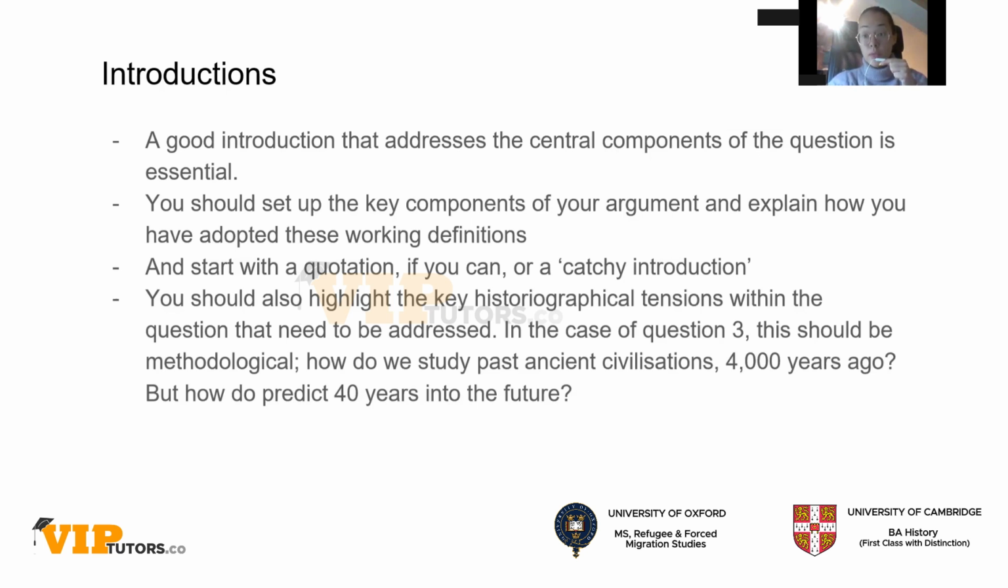Because of course it would take maybe someone 12 volumes like Arthur Toynbee to come up with a complete example of how civilizations collapsed. And also, Arthur Toynbee probably wouldn't have been able to answer whether his civilization was in danger of collapsing as well. So we need to set up the key components of your argument and explain how you've adopted these working definitions.